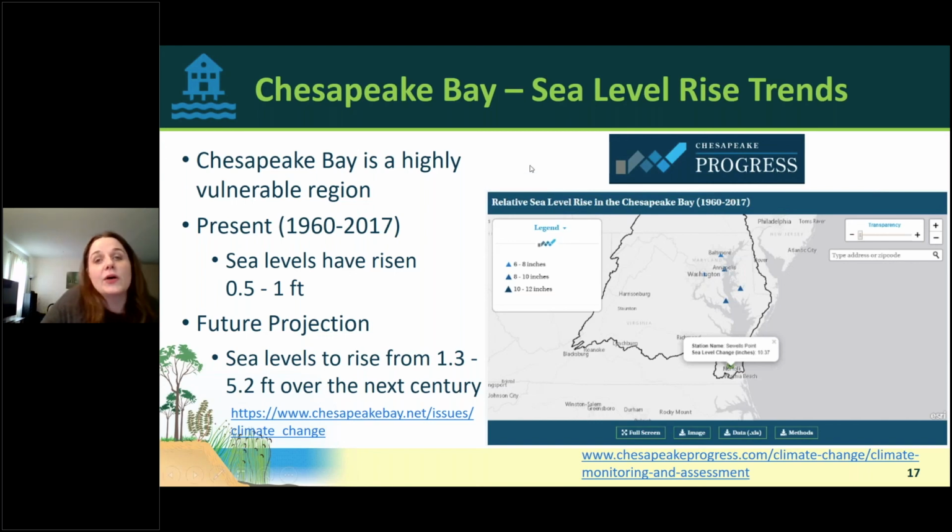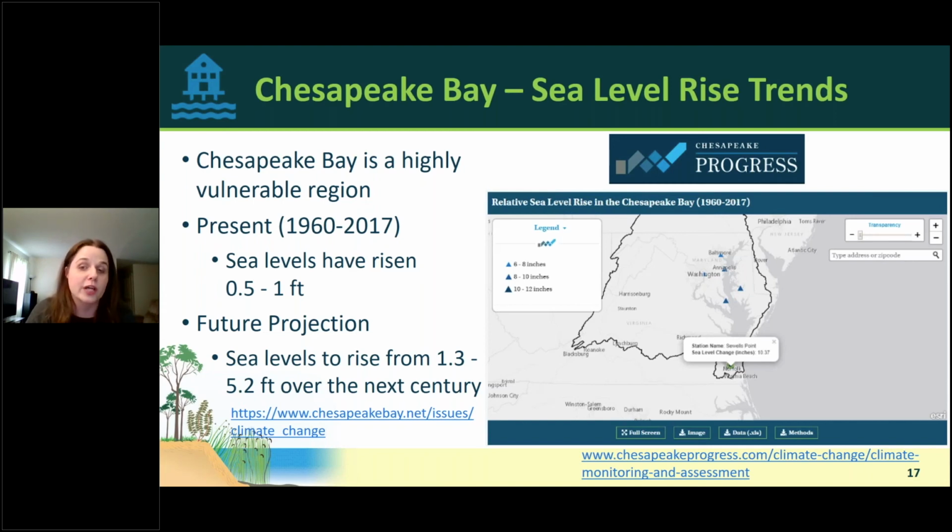Okay, yep. All right, so I'm going to talk about now, as I mentioned, some specific trends. One thing we focus on at the Chesapeake program is sea level rise. The Chesapeake Bay is a highly vulnerable region to sea level rise. It's rising at a faster rate because the land underneath is also sinking. So we have this double whammy of an issue where land is sinking and sea level is rising, and there is a lot of risk to our coastal communities with flooding and land use.